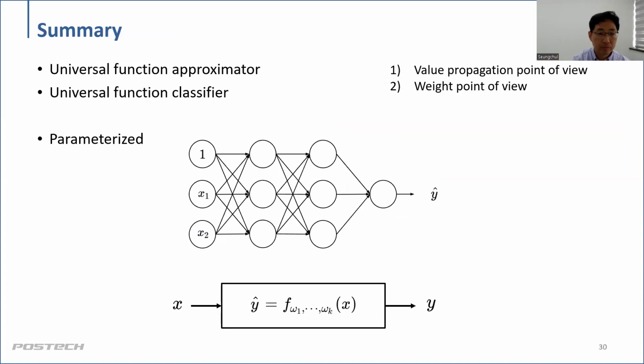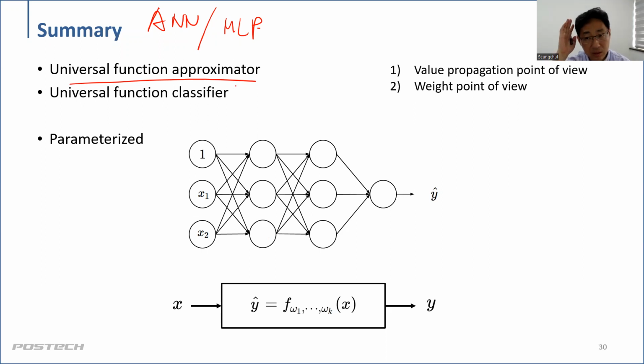Okay. Summary. ANN or MLP is going to work as a universal function approximator. You can think of it as a regressor or universal function classifier. It's value propagations for that one. And for classifiers, weight.